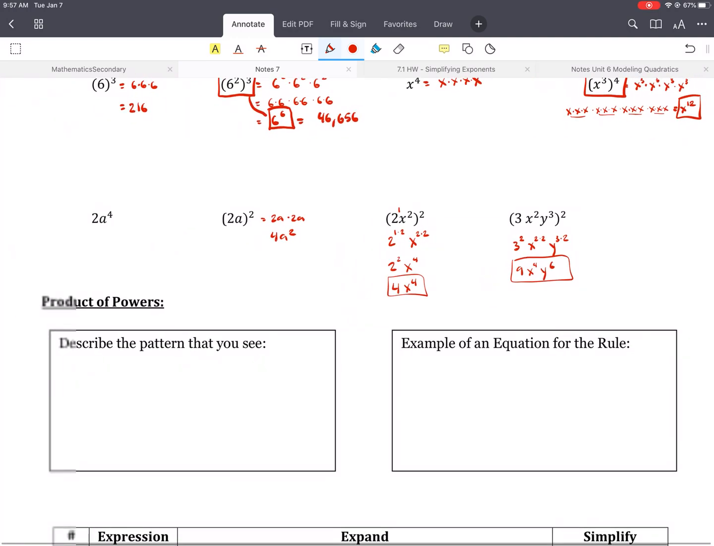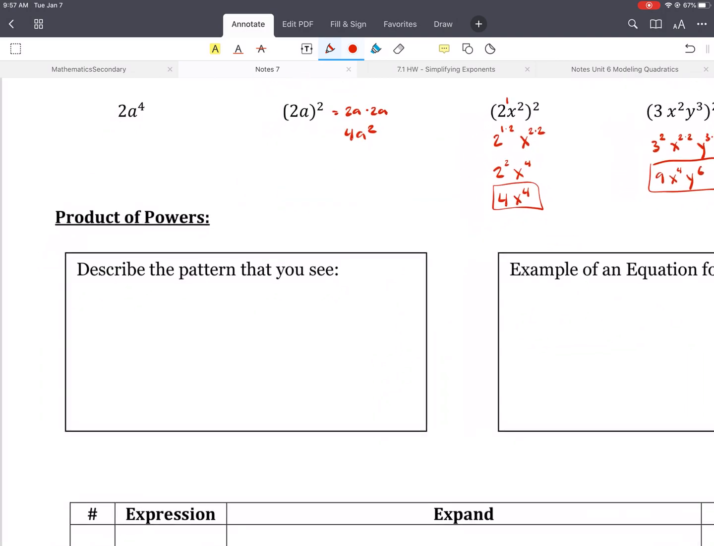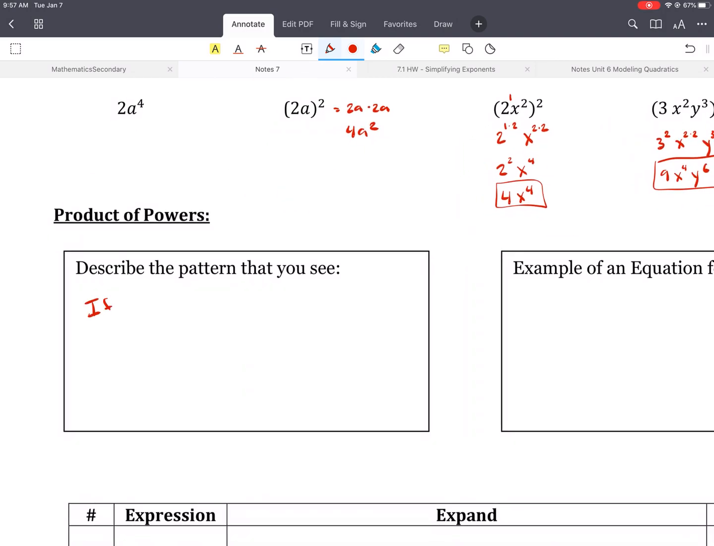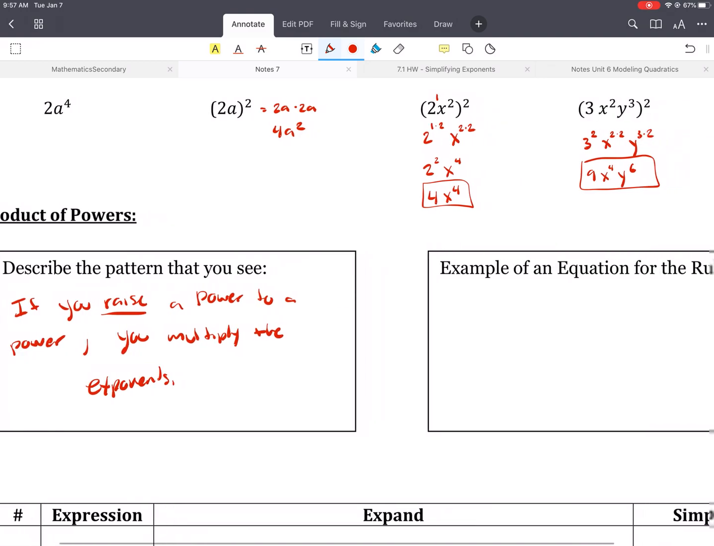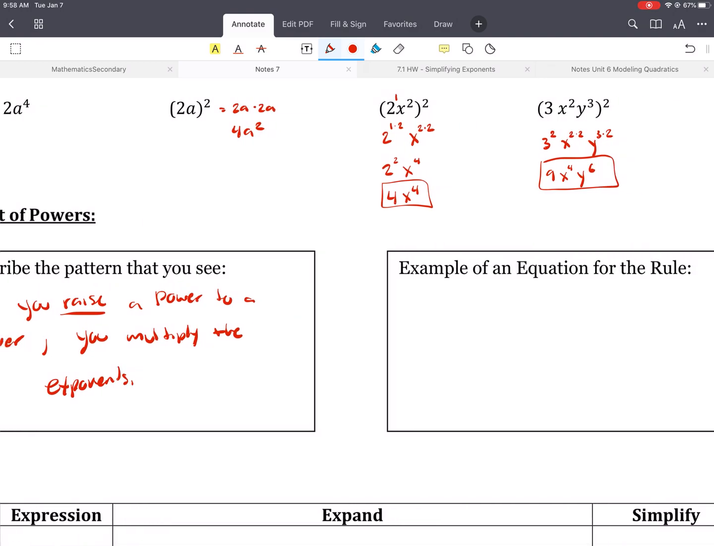Okay, so here we can write down this. Describe the pattern you see: if you raise a power to a power, you multiply the exponents. And that relationship, we'll just rewrite here. So the example here would be something like x to the a, which could be any number, to the b. Well, that is just going to be x to the a times b.